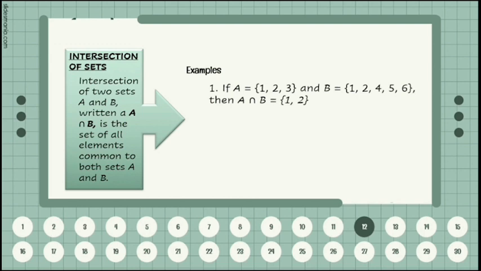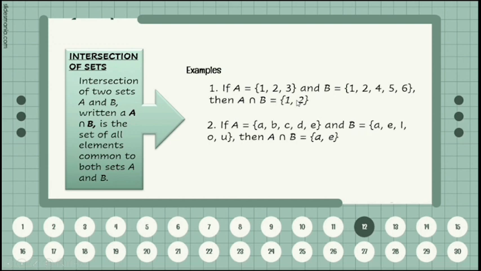Number 1, if A equals {1, 2, 3} and B equals {1, 2, 4, 5, 6}, then the intersection of A and B equals {1, 2} since the common elements between A and B are 1 and 2. Okay, another example. If A equals {A, B, C, D, E} and B equals {A, E, I, O, U}, then the intersection of A and B is {A, E}, since the common elements between A and B here are A and E. Alright?